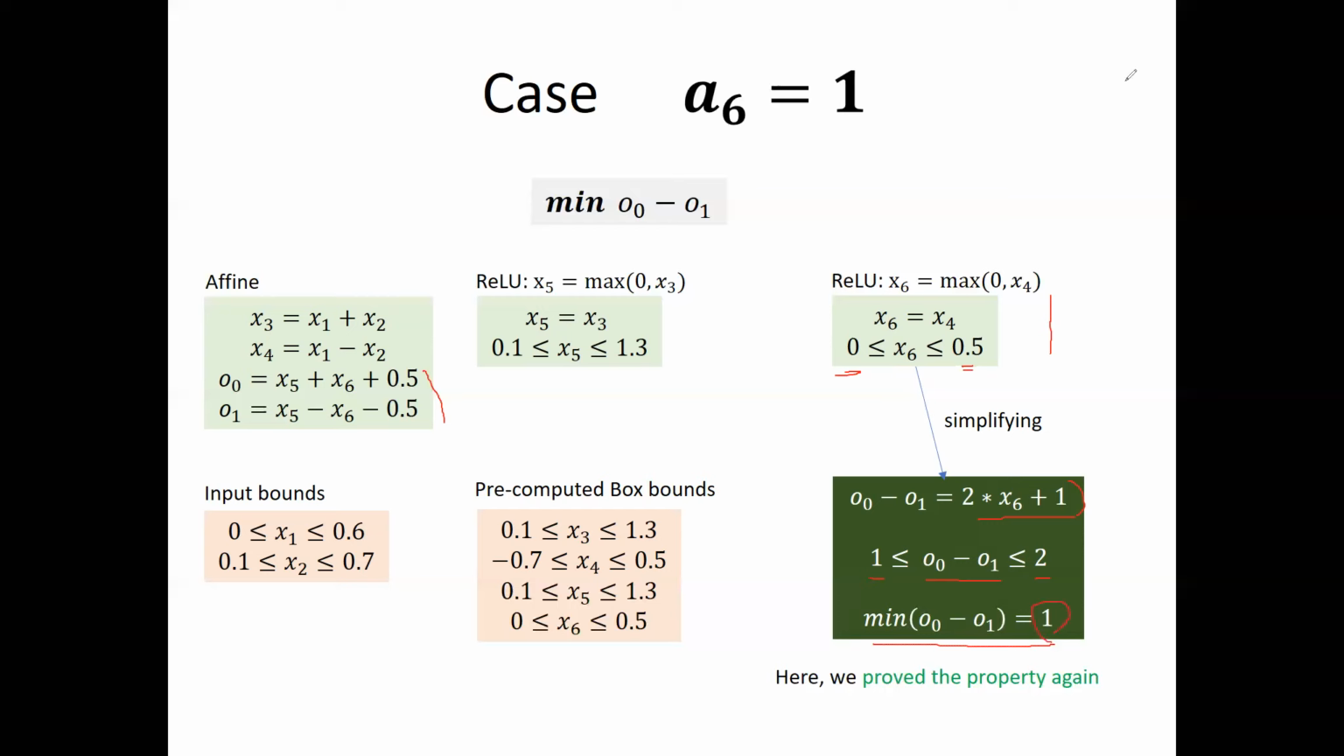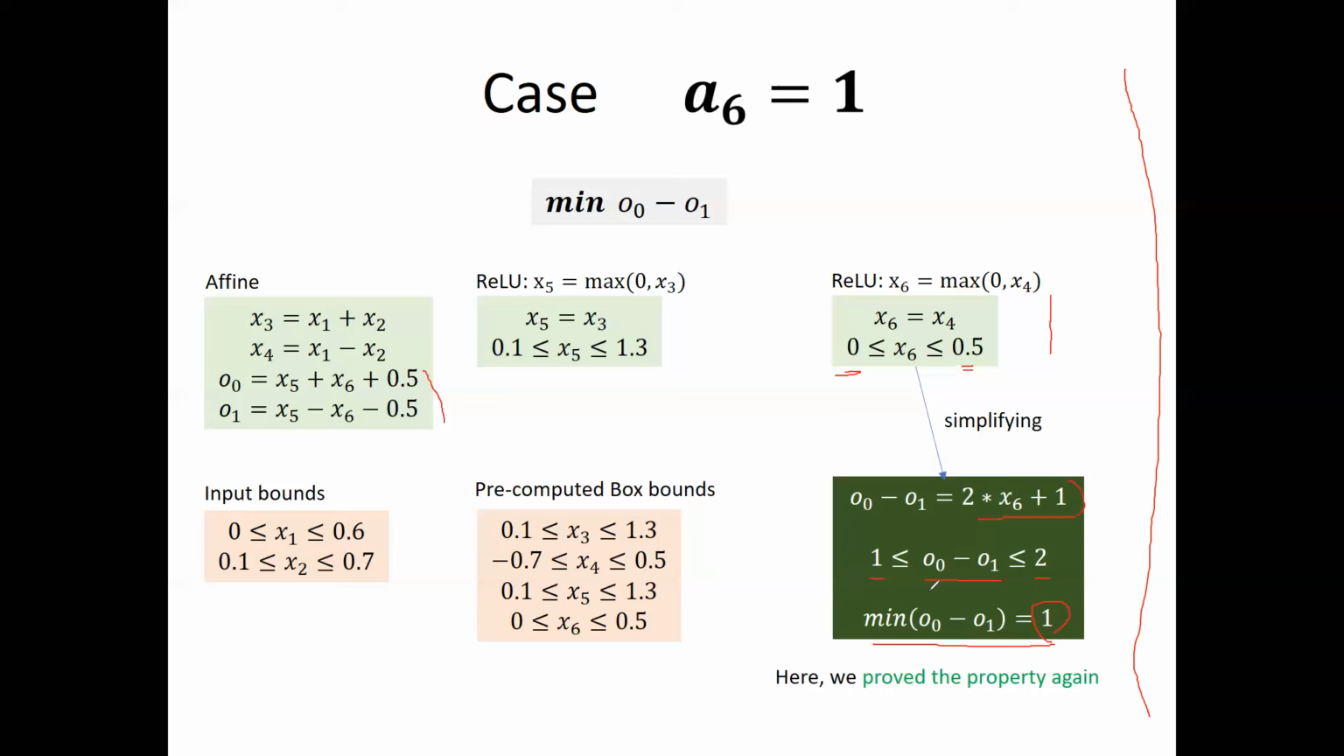So for this linear programming instance that we generated from our MILP instance, we have again proven that O0 is greater than O1. In the case A5 is equal to 0, we have proven what we need. And in the case of A6 is equal to 1, we have proven what we need. And so we have actually proven that, for all the linear programming instances that the MILP can generate, O0 is strictly greater than O1, okay? Which is the property that we wanted to prove.